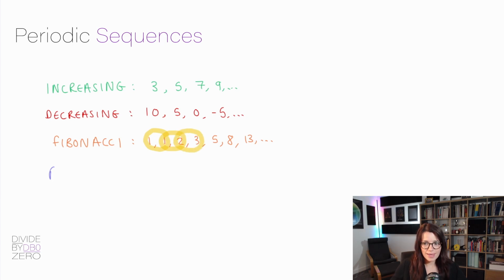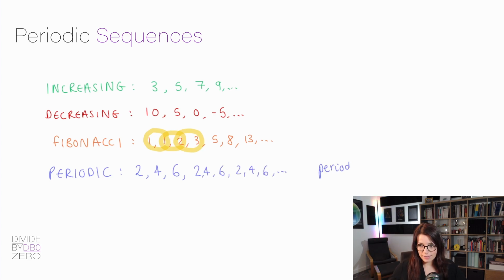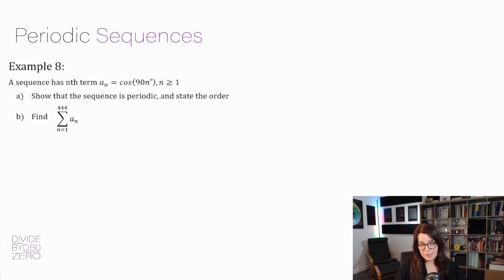And then finally, you can get periodic. So periodic sequences. These are ones which repeat themselves. So for example, if we had 2, 4, 6, 2, 4, 6, 2, 4, 6, and so on, this would be called periodic with period or order 3, because the sequence repeats itself every 3 terms. Let's look at an example involving a periodic sequence.